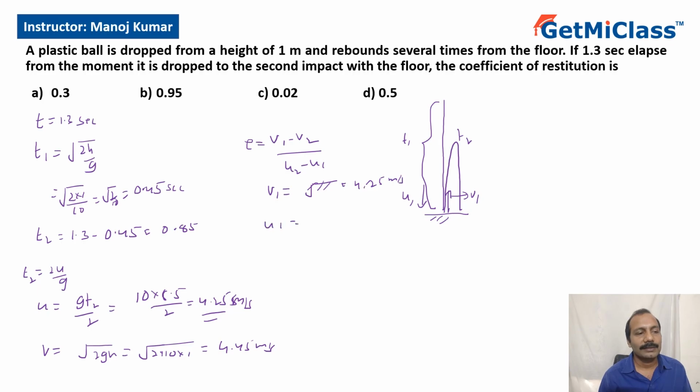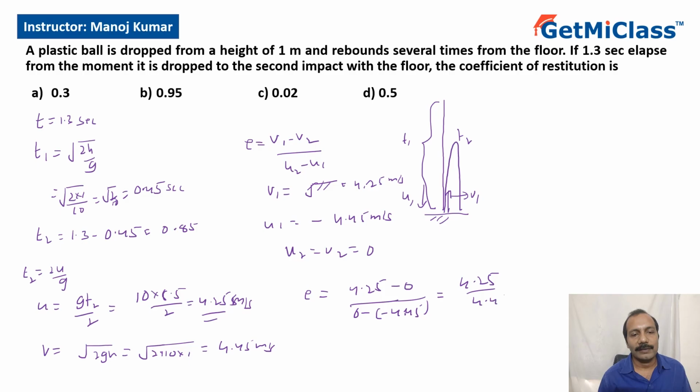And what is u1? u1 is the velocity with which it is hitting the ground. u1 is equal to minus 4.45 meter per second. Now u2 equal to v2 equal to velocity of earth, that is 0. So coefficient of restitution is v1, 4.25 minus 0, by 0 minus of minus 4.45. So that is equal to 4.25 by 4.45, which is almost equivalent to 0.95. So the coefficient of restitution in the collision is 0.95, that is option B.